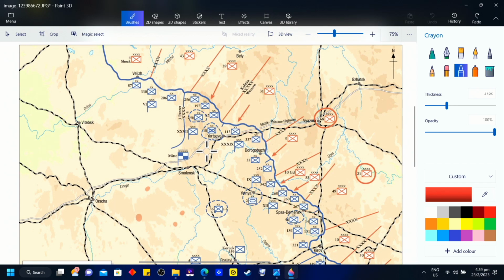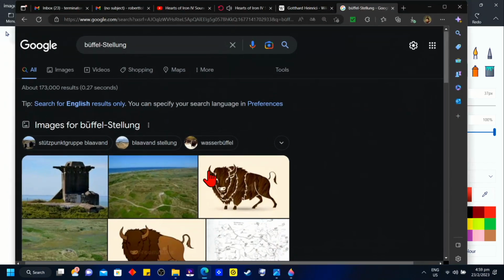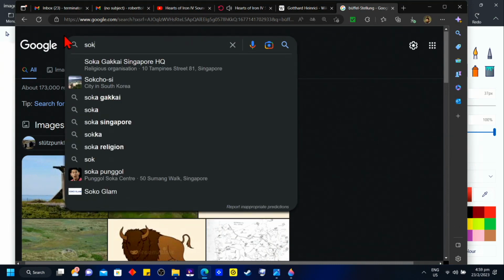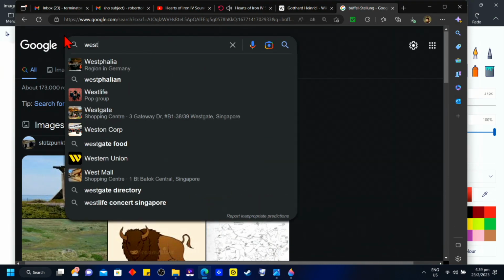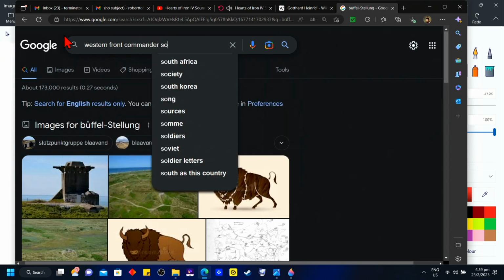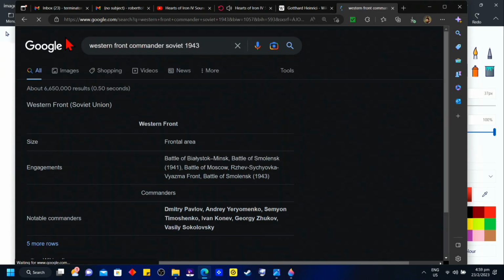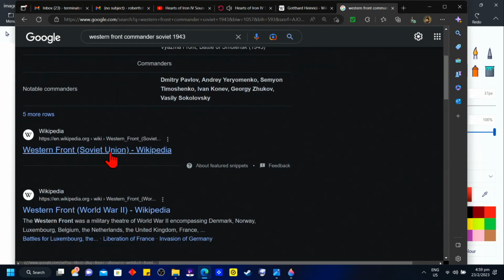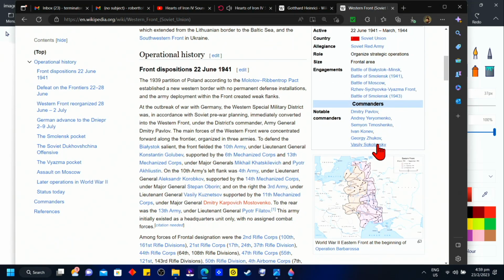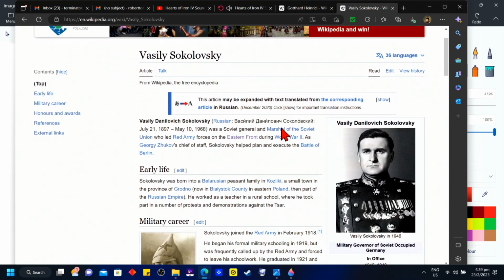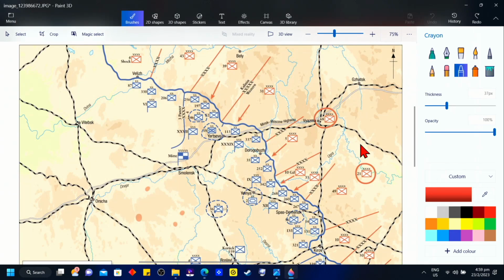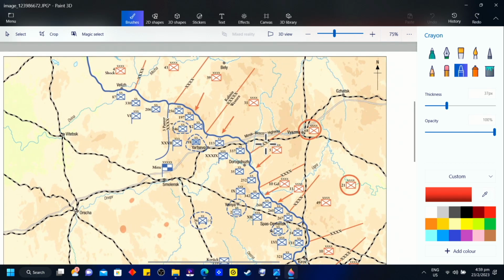So Operation Suvorov. This is the Western Front commander, Vasily Sokolovsky. He was a very cautious commander and a careful planner. So Operation Suvorov was planned to be very, what's the right term, set piece in nature, set piece.